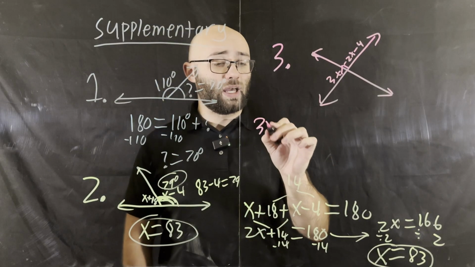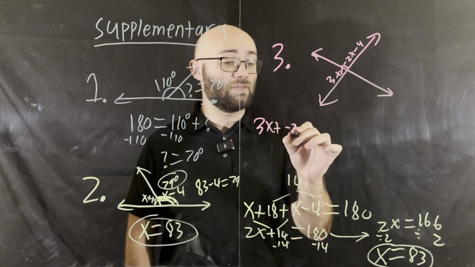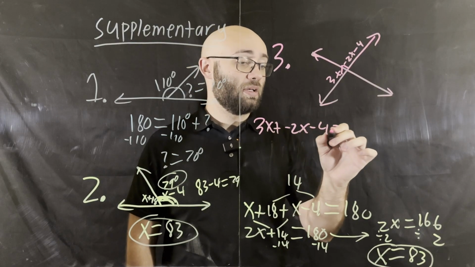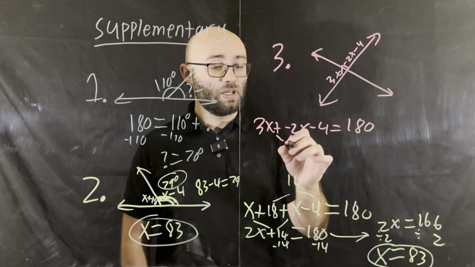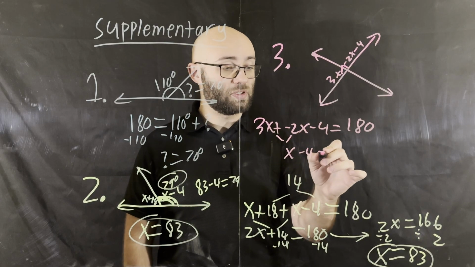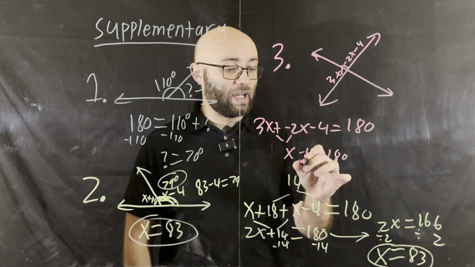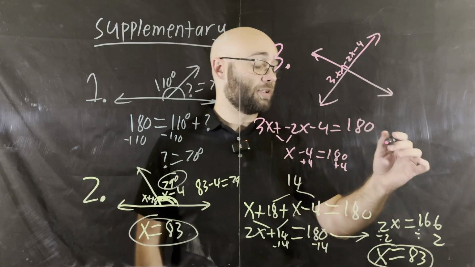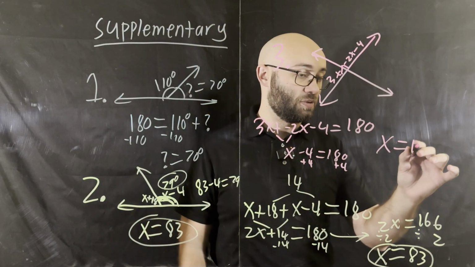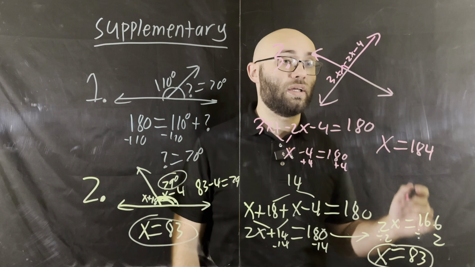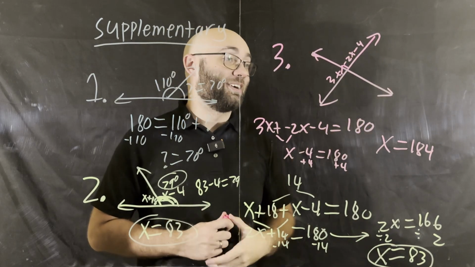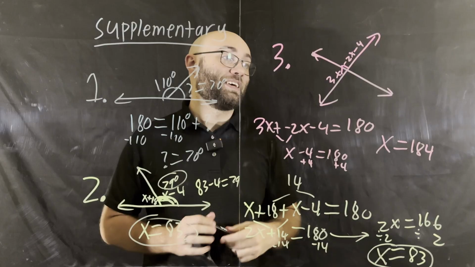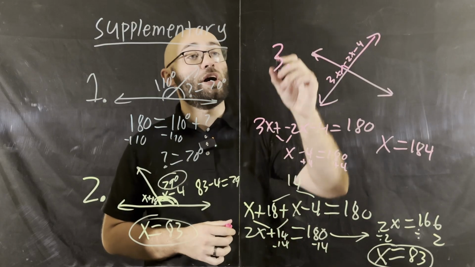So I got 3x plus negative 2x minus 4 is equal to 180. Now I solve. Let's combine like terms. These become just x minus 4 is equal to 180. We're going to add our 4 over, x is equal to 184. This angle is actually not possible because it's negative, so I accidentally goofed and made an impossible problem.